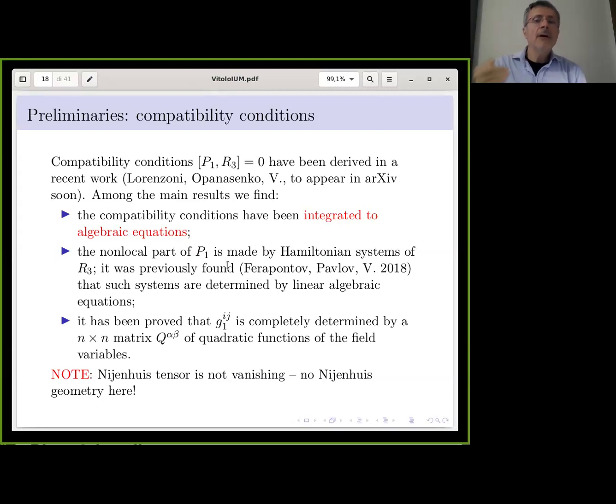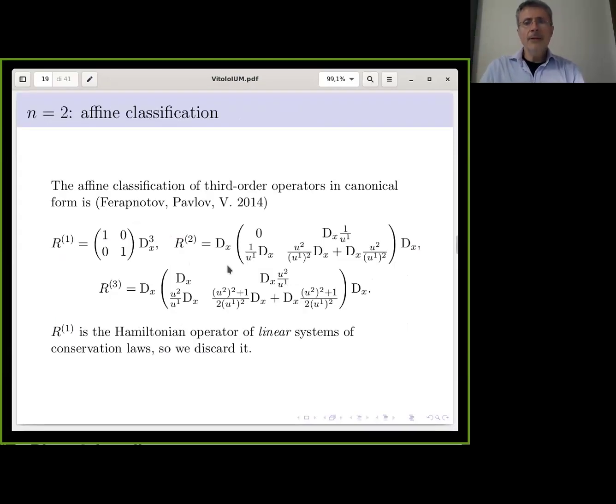Of course, if you have two operators of the first order which are compatible with an operator of the third order, you can check the compatibility between those first-order operators, and that depends also on the vanishing of the Nijenhuis tensor. But this is not under consideration here. So then we start speaking about the affine classification of the third-order operators in two components.